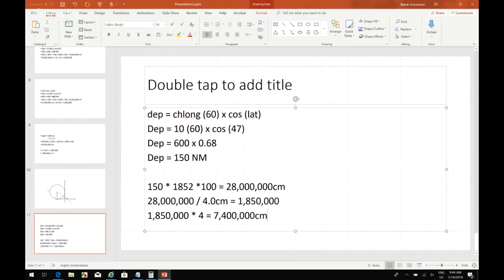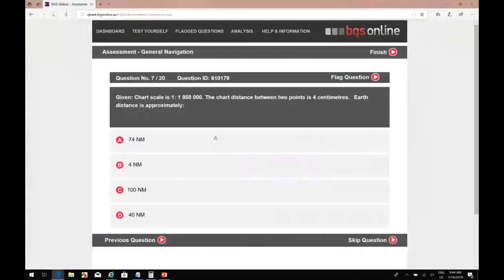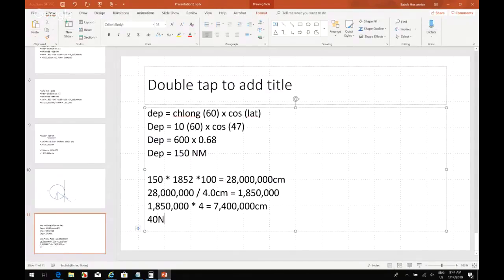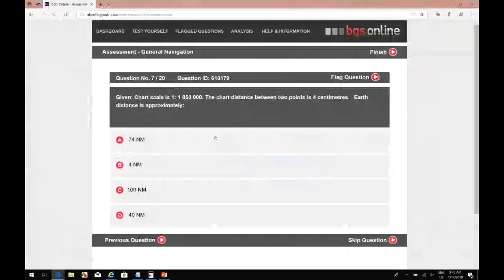centimeters. What they're asking us here is the Earth distance. So we're going to convert these centimeters. We divide by 100 and divide by 1852. That gives us an Earth distance of 39.9568, so that's about 40 nautical miles. Is that an option? Yes, it is, 40 nautical miles. Great.